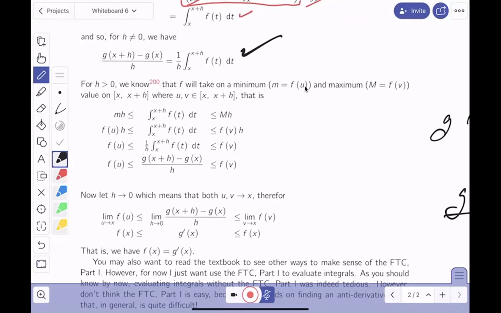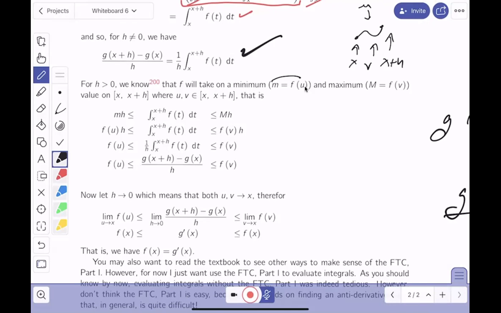It'll take on a minimum and a maximum. Now they're saying the minimum is going to be f at some number u on the interval between x and x plus h. I don't know what that number is, but there's going to be some number on the interval between x and x plus h where the function would be minimal. That's u, it's on this interval, and so is v.